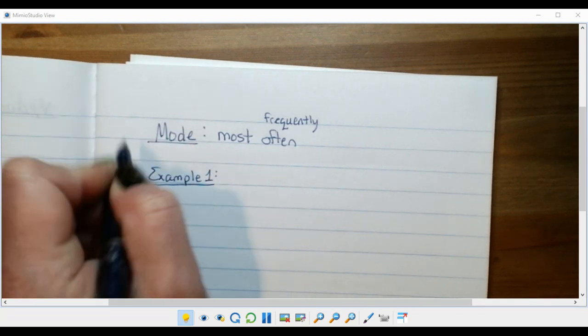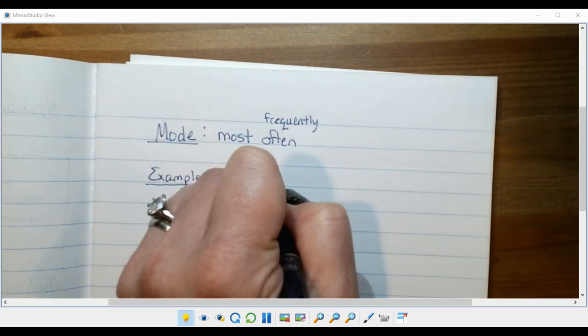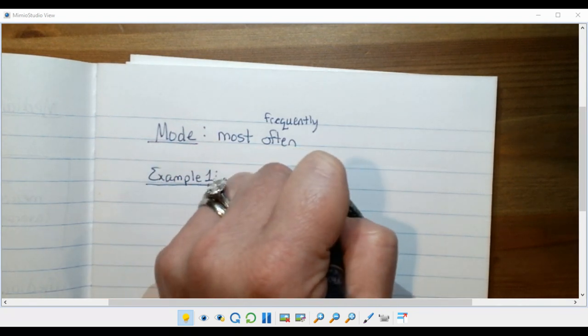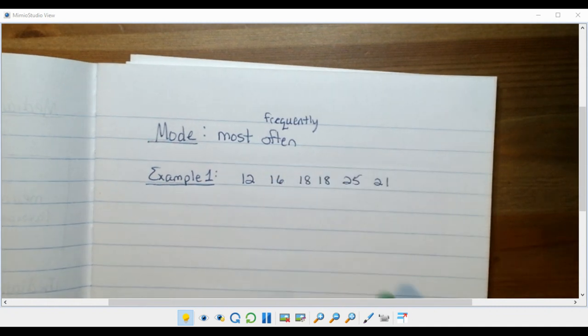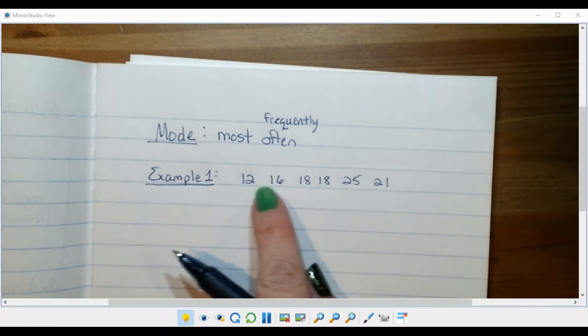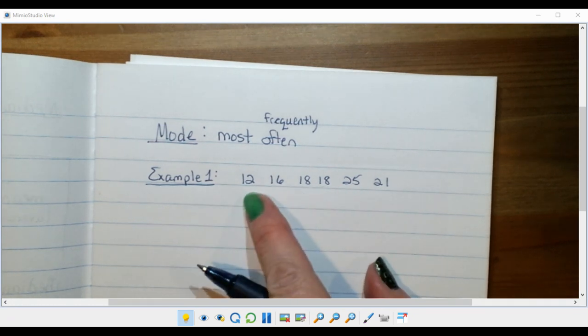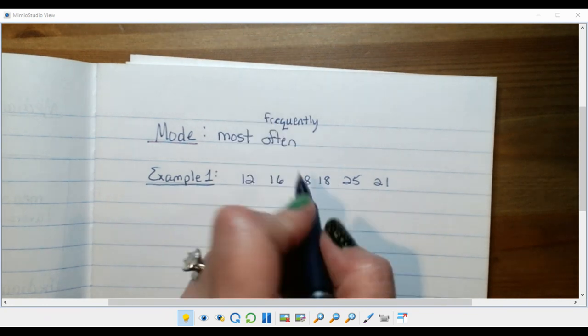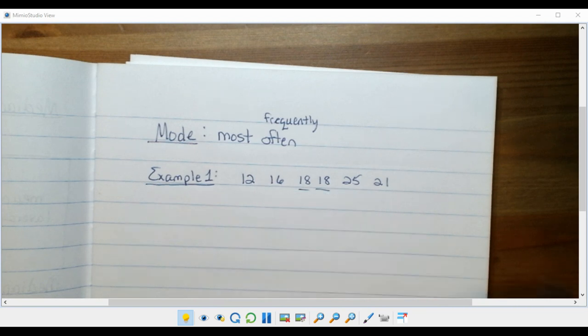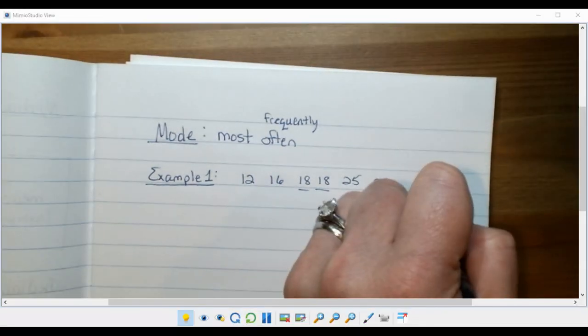So example 1, we had 12, 16, 18, 18, 25, and 21. There's no need for them to be in order. If it's helpful to you, you can, but they can be in any order. So when I look at my list, I'm not looking for things that are duplicated. I'm looking for the one that happens the most often. In this case, it happens to be 18 because they both happen twice.